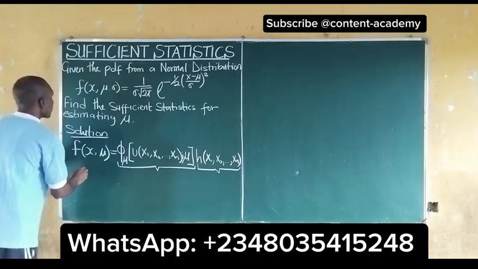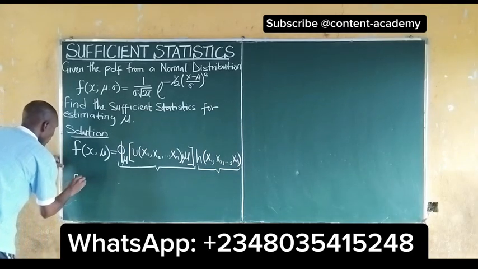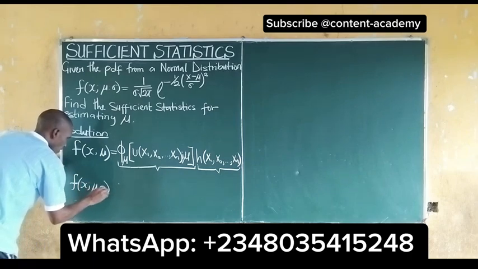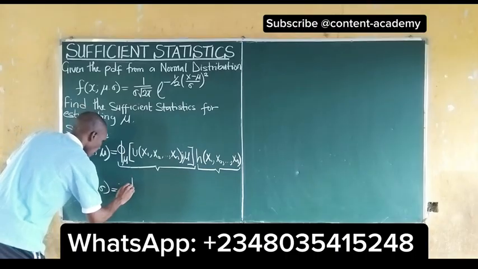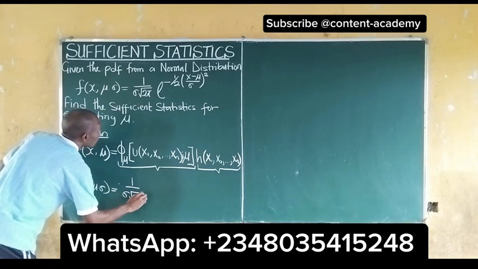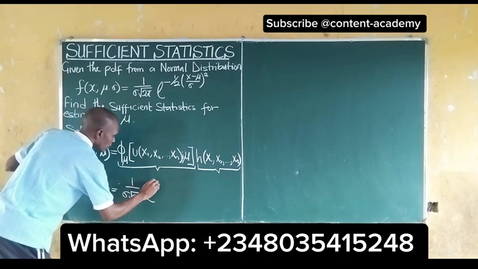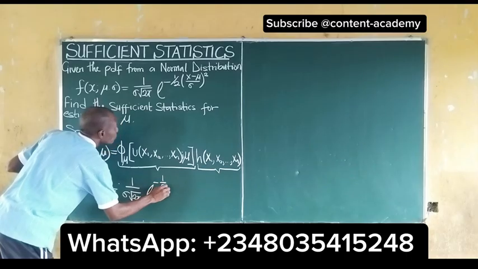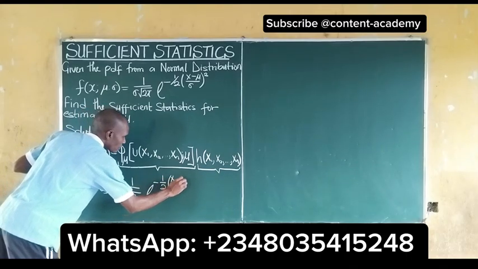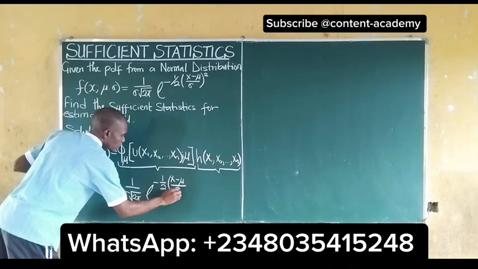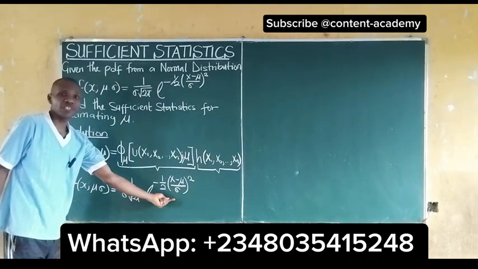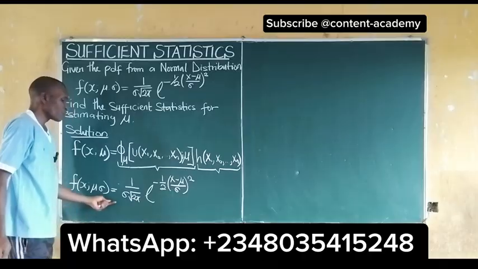And now we are given f of x to be equal to 1 all over sigma square root of 2 pi, exponential negative 1 all over 2 into (x minus mu all over sigma) all squared. So this is the distribution given. Now, what do we do next?